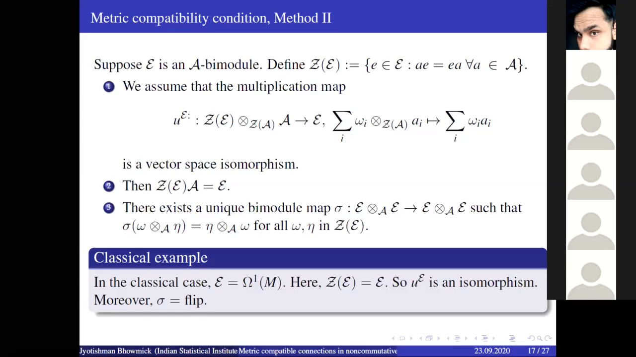In the classical case, as I remarked on the first slide, the left action is the same as the right action, so Z of E is the full E, and it's clear that this map is an isomorphism, and there sigma is just the flip map.